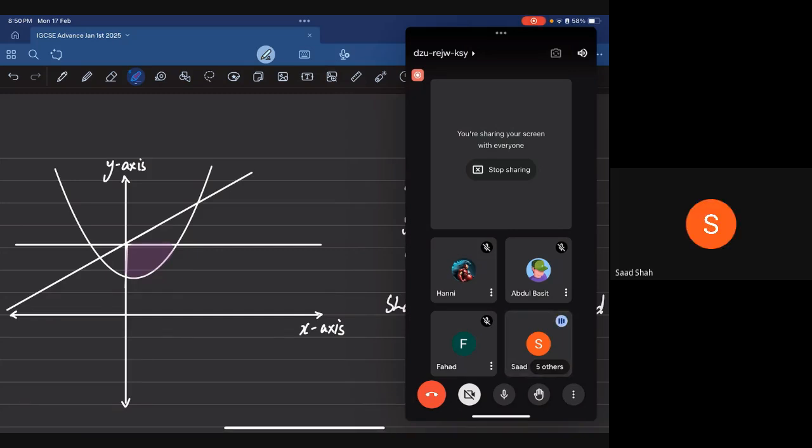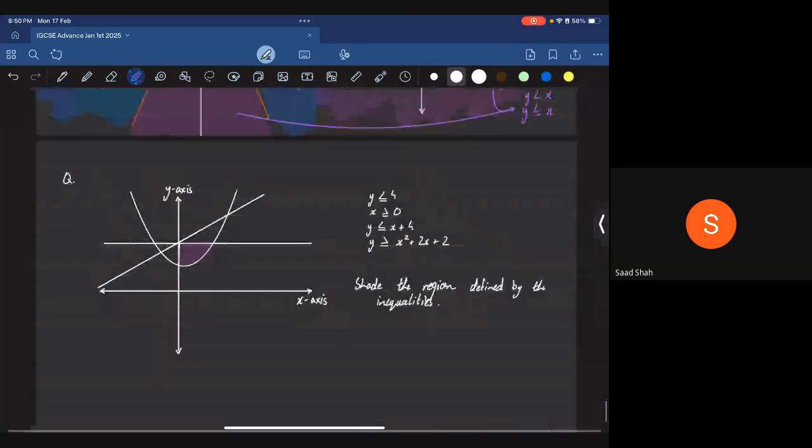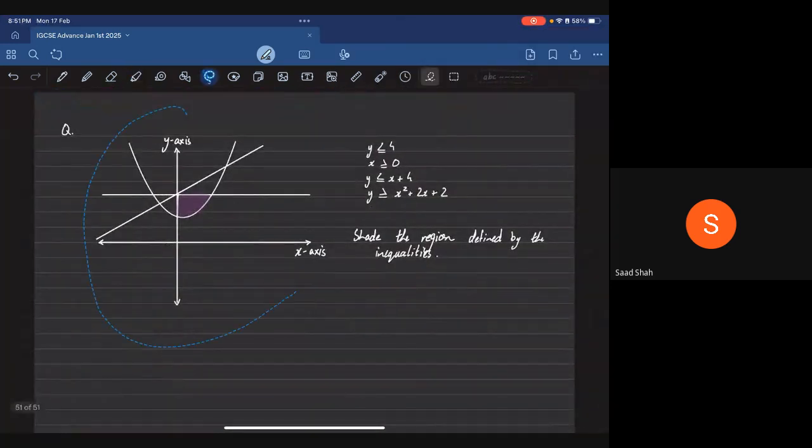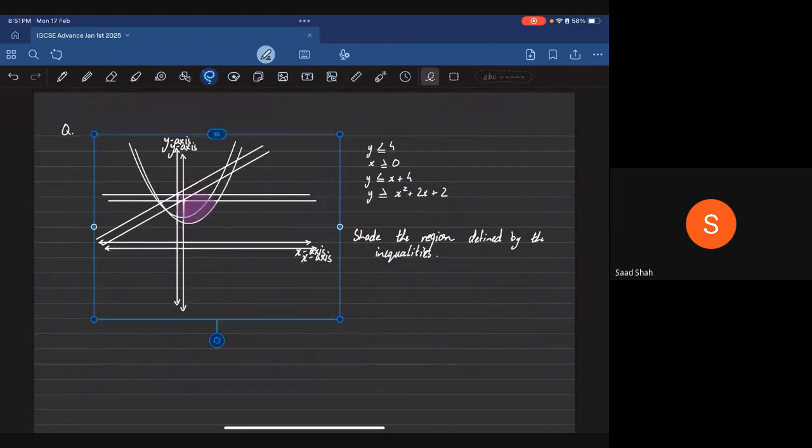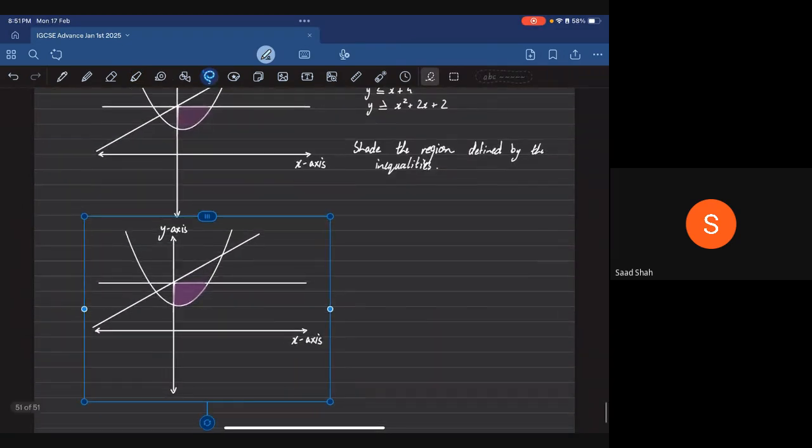So I think that the entire region below the horizontal line should be colored. Okay, the entire thing below the horizontal line should be covered. Okay. Which part? Below the horizontal line.